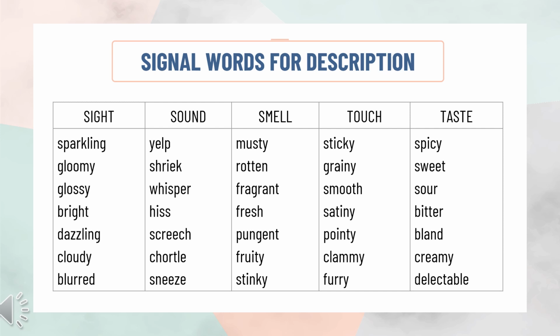Under smell, we have musty, rotten, fragrant, fresh, pungent, fruity, stinky. Under touch, we have sticky, grainy, smooth, satiny, pointy, gland, and furry. Under taste, we have spicy, sweet, sour, bitter, bland, creamy, and delectable. So we can use those similar words for description if ever that we're going to create a descriptive paragraph.